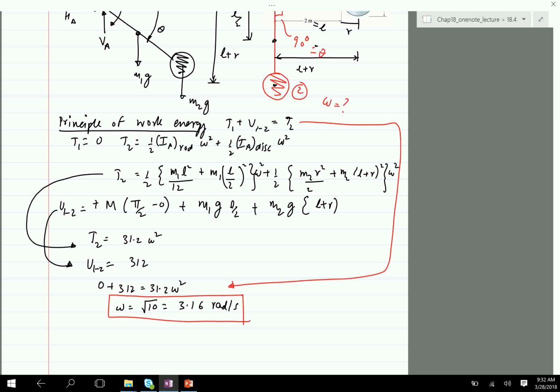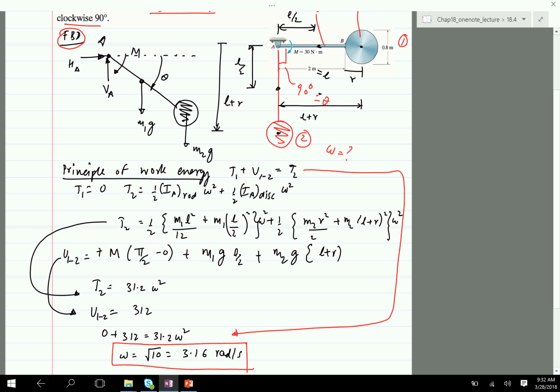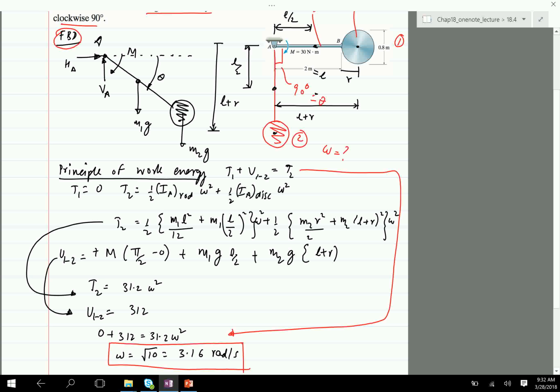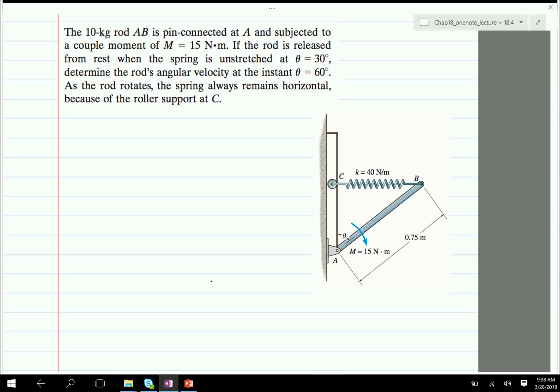A common mistake which people might make in this particular problem is they might skip one of those M1G forces if they had not drawn the free body diagram. Okay. Any questions on this?